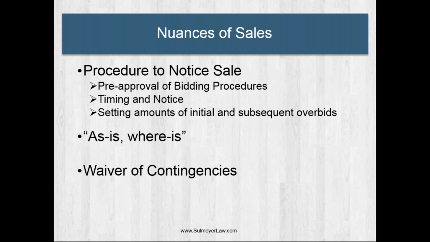More often than not, the bidding procedures are included within the sale motion because the sale may be of residential real estate that's worth $1 million or $1.5 million, or some other asset that doesn't have that much value to it. And so consequently, filing two separate motions just increases the cost of that process. And so the bidding procedures will be included within the sale motion.